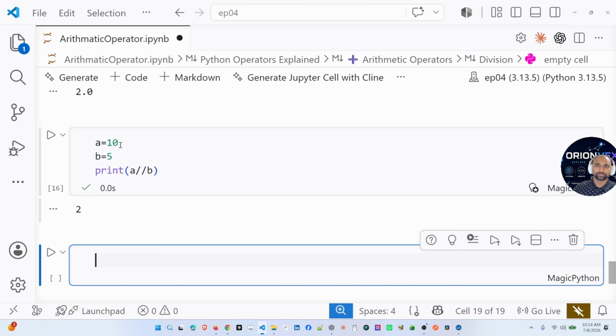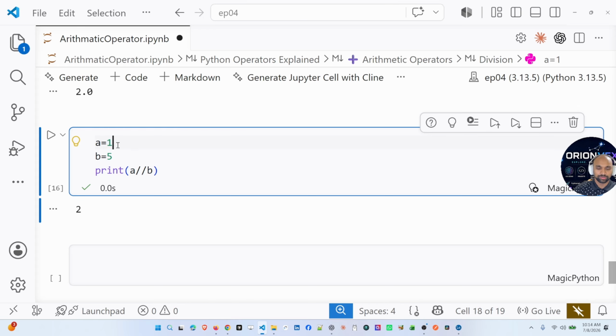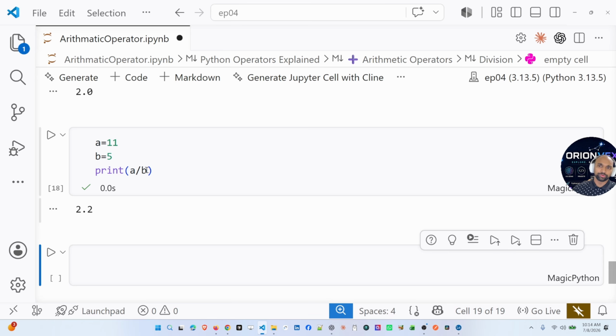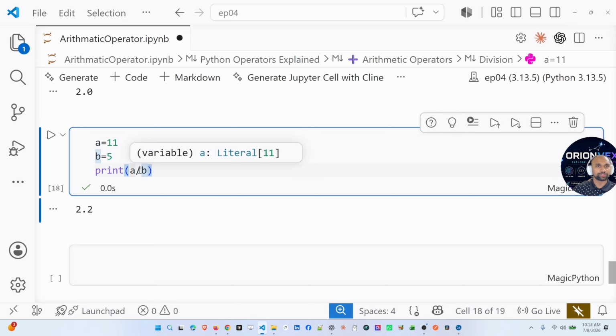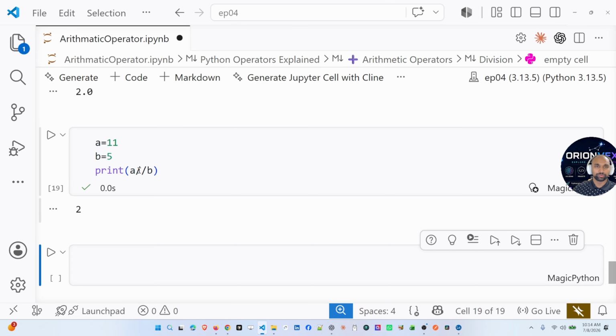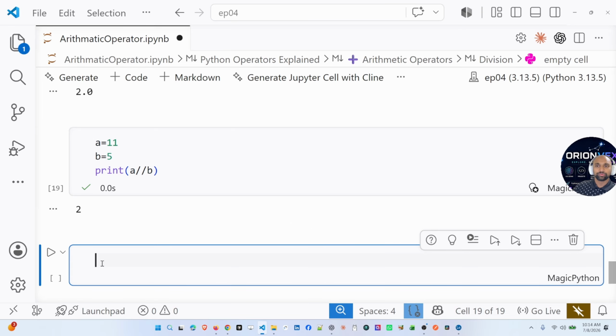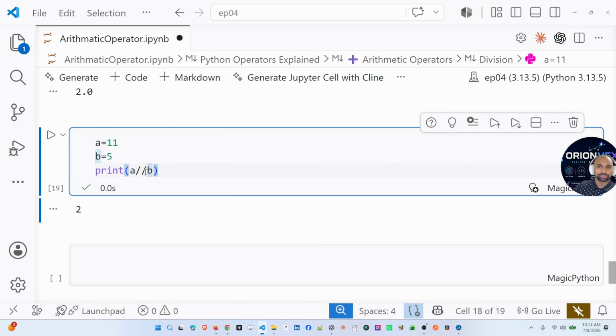Suppose we take 11 divided by 5. The usual answer will be 2.2. But when we use the floor division, it will give only 2. It is not going to give the decimal point. If you want to get the decimal point, we have to go ahead with the normal division. This is the difference between floor division and normal division.